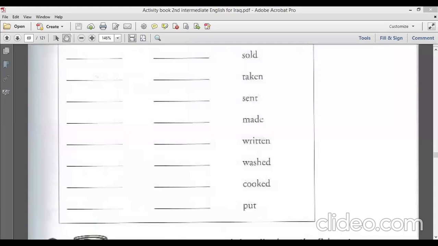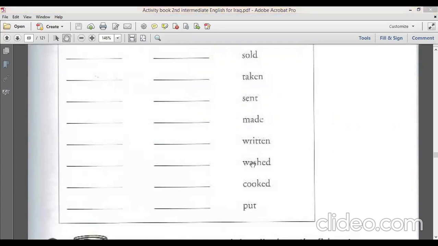Sorry everyone, I have lost the connection. Sorry, I have lost the connection. So let's see who will come in. Okay.